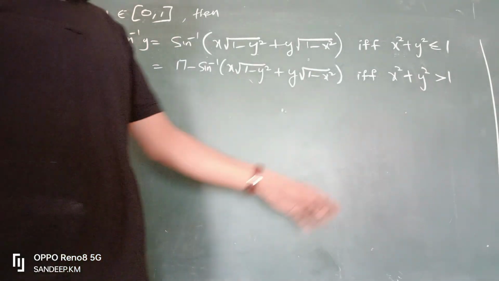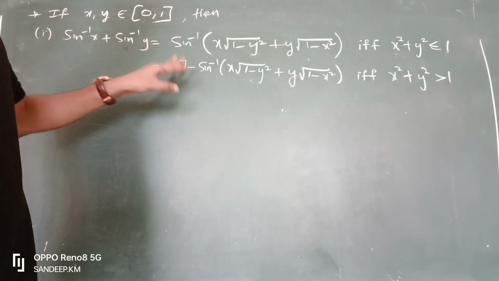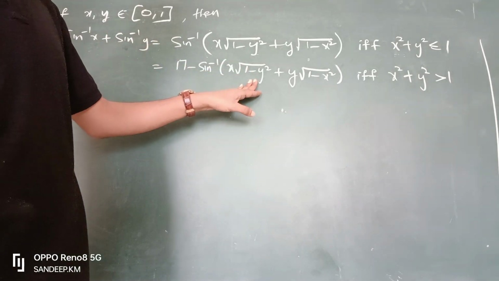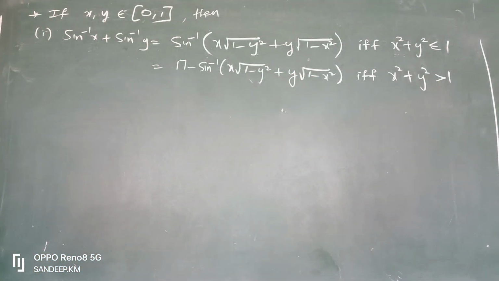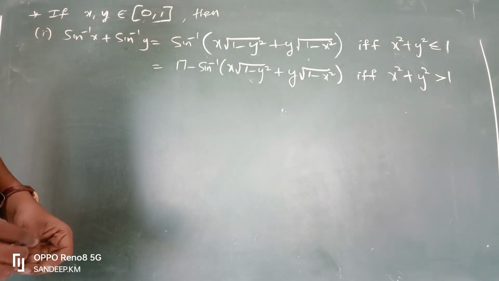And what if x square plus y square is greater than 1? Then sin inverse x plus sin inverse y is equal to pi minus sin inverse of x into root over 1 minus y square plus y into root over 1 minus x square. First of all, let us see how to prove this, and after this we will learn how to prove sin inverse x minus sin inverse y.